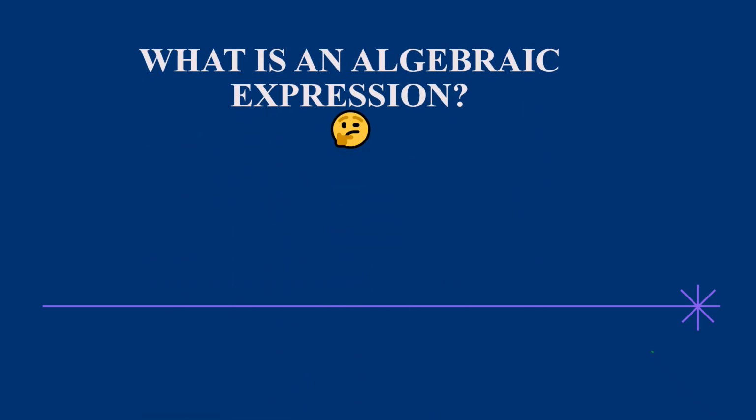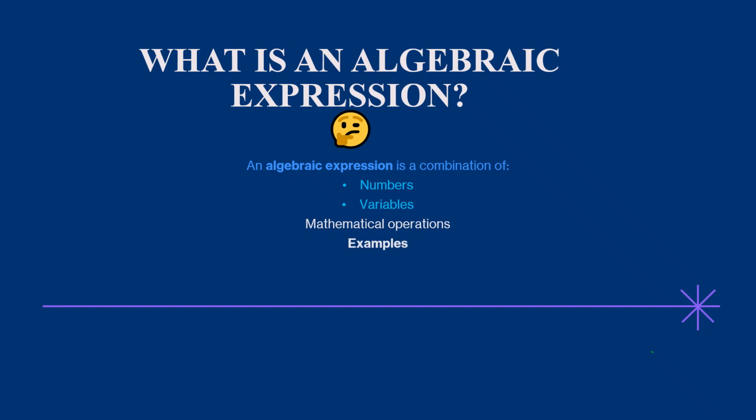Now let's move on to what an algebraic expression is. An algebraic expression is a combination of numbers and variables with mathematical operations. Now let's look at an example. 3x plus 5 is an example.